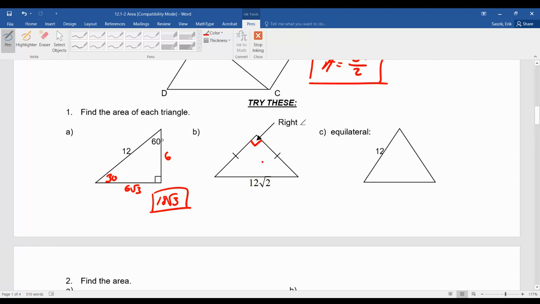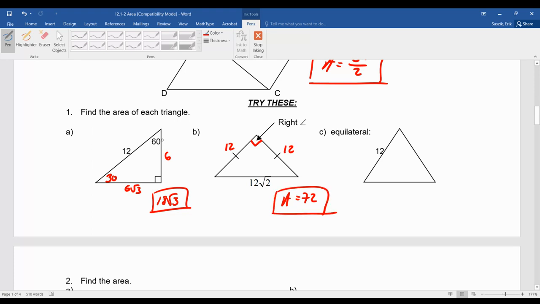If this hypotenuse is 12 root 2, this is a 45, 45, 90 triangle. We know that these sides are both 12. Well, let's use them as the base and the height. So 12 times 12 divided by 2, our area is 72. No need to draw an altitude in there.